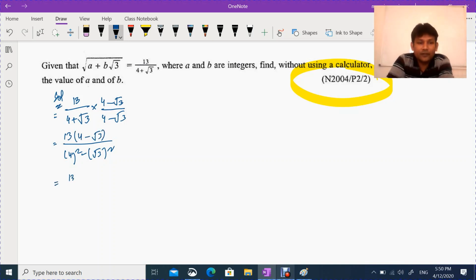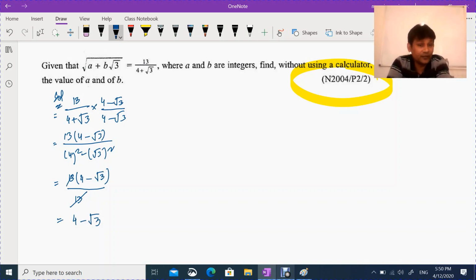This is 13. Before multiplying this 13, just wait for the result from the denominator, maybe that will cancel with 13. It is sometimes possible. 4 squared is 16 minus 3, under root squared is only 3, and that's becoming 13. Okay, that's good. When this 13 and 13 cancel out, your result is coming 4 minus under root 3. Okay, but one thing, this is not equal to this because we need square root.